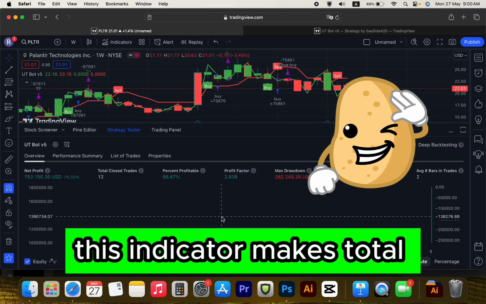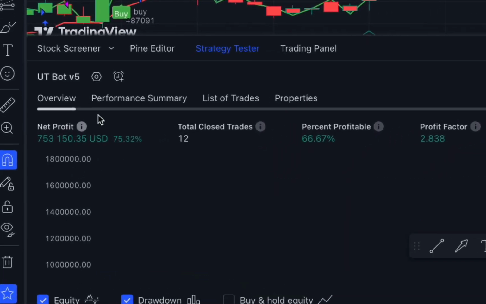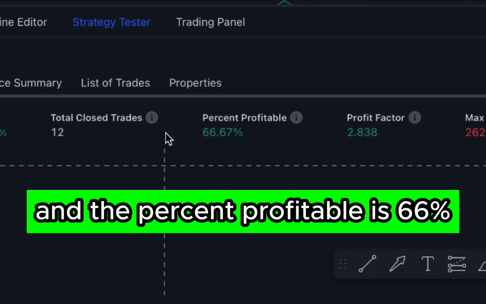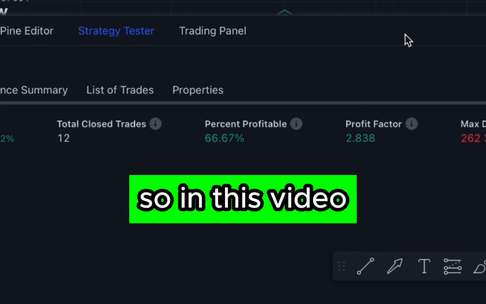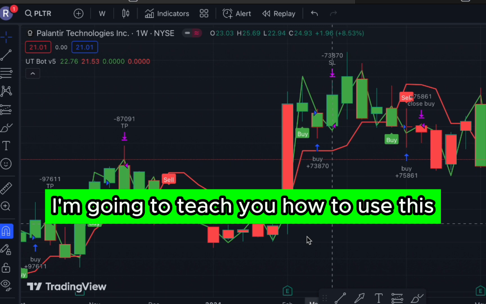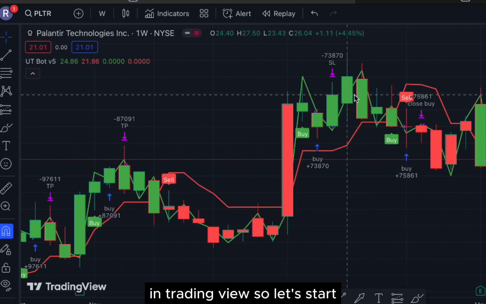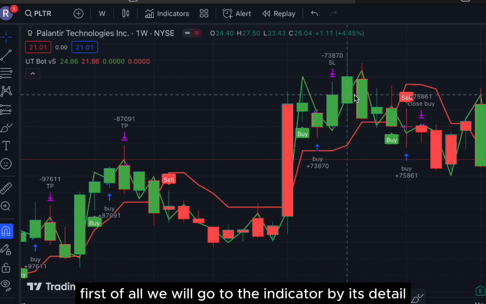Hey guys, this indicator makes a total of 75% net profit growth, and the percent profitable is 66%. In this video, I'm going to teach you how to use this incredible indicator in TradingView. So let's start. First of all, we'll go through the indicator in detail.